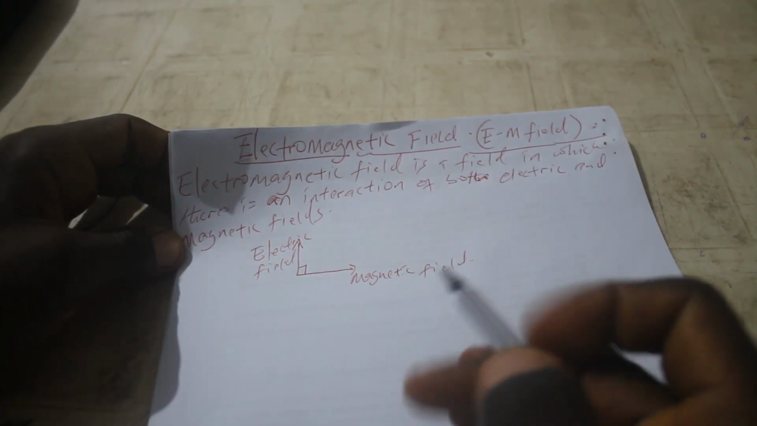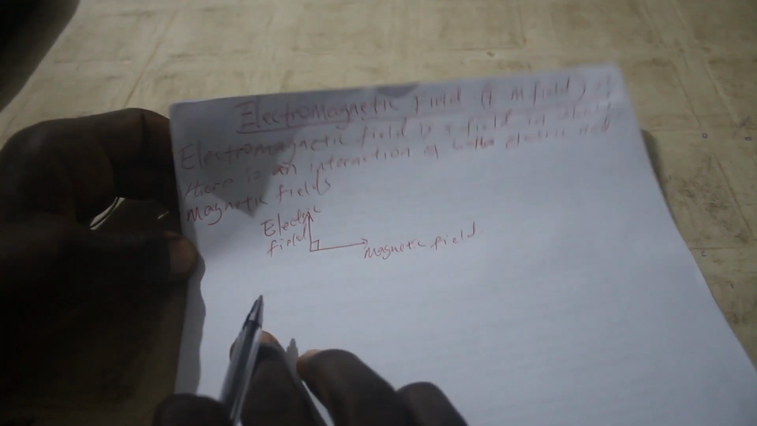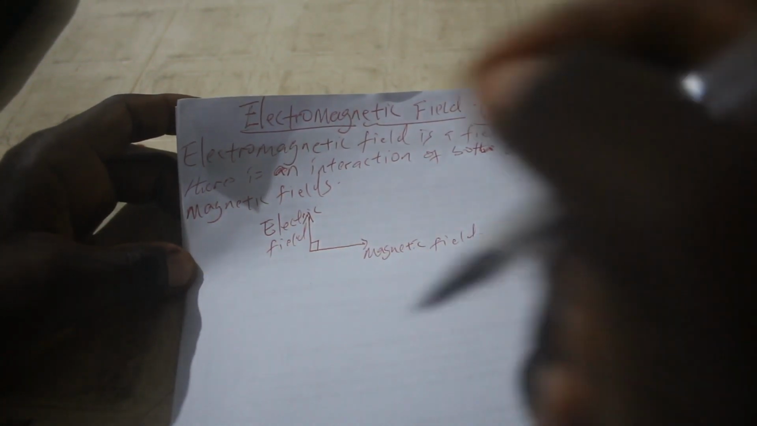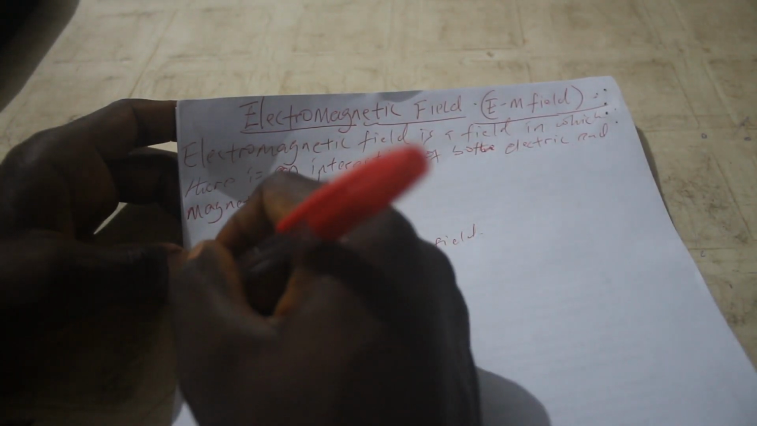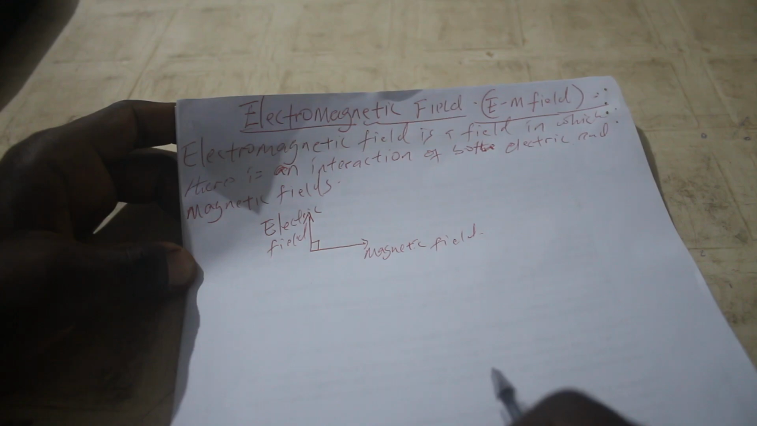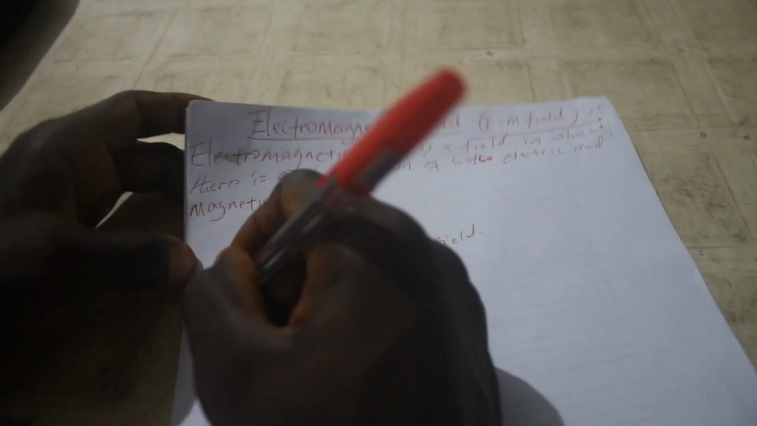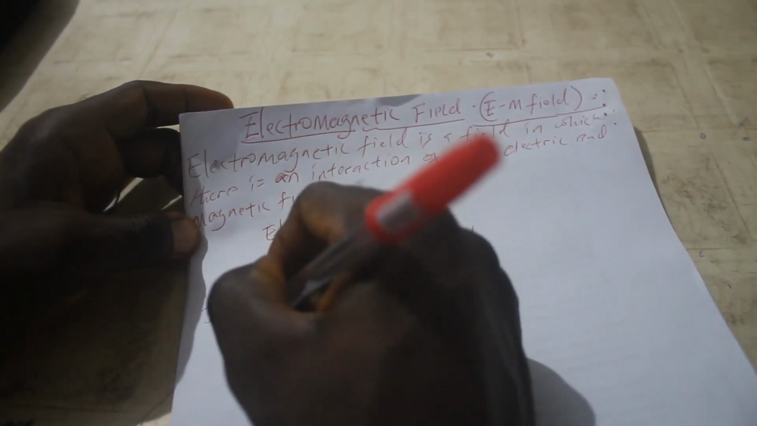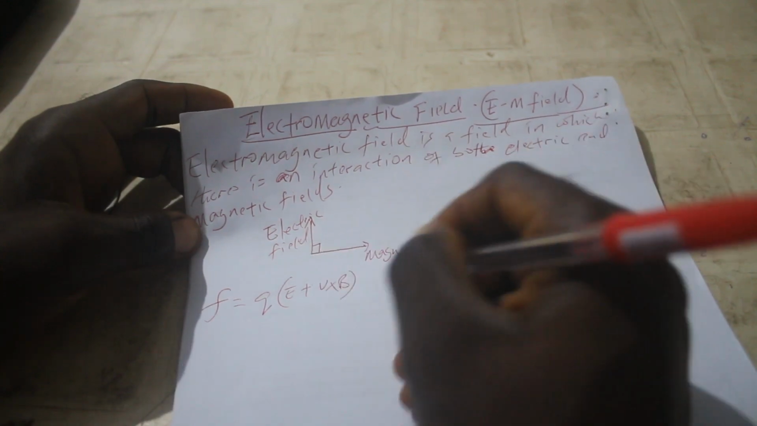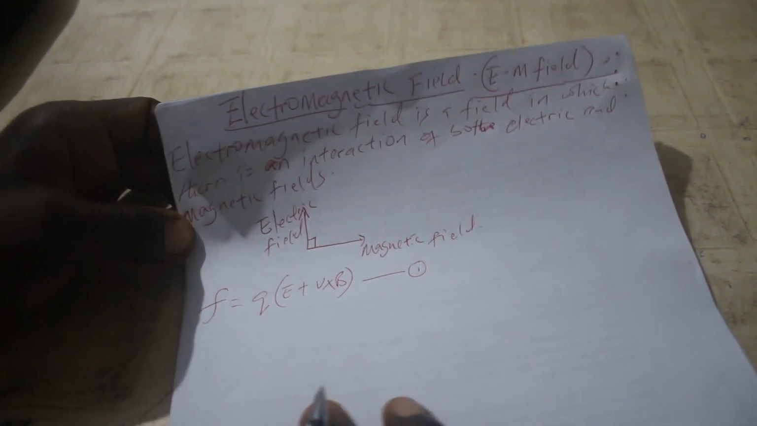Now, experiment shows that when you have a charged particle in an electromagnetic field, that charged particle experiences what we call the Lorentz force, and it's given as F is equal to Q(E plus V cross B). That is equation 1.